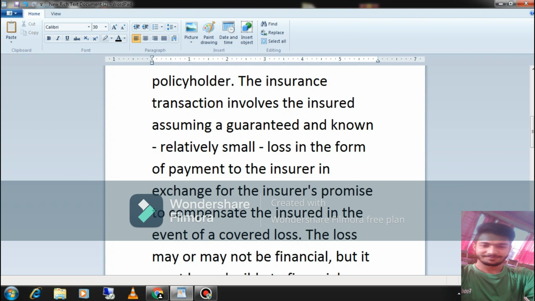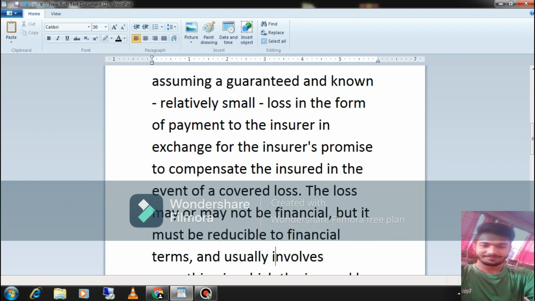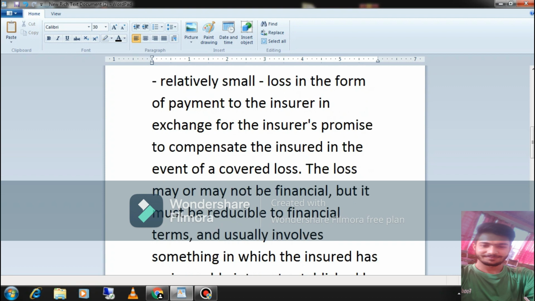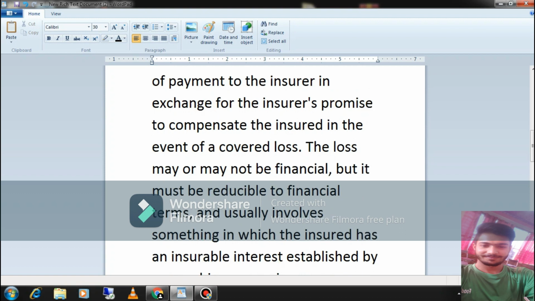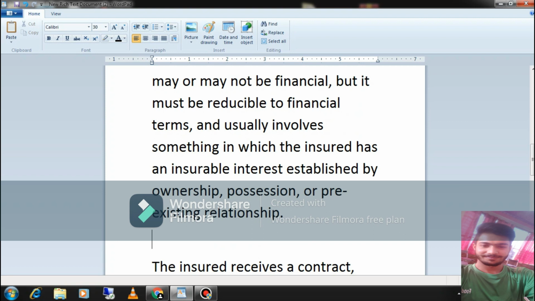The loss may or may not be financial, but it must be reducible to financial terms, and usually involves something in which the insured has an insurable interest established by ownership, possession, or pre-existing relationship.